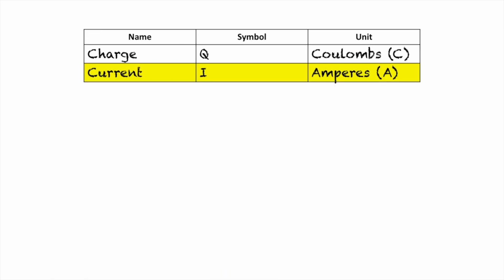When we want to use current in mathematical equations, we use the symbol I. When we give a value for current, we use the unit ampere or the letter A. For example, we might say that I equals 3A, meaning that the current is equal to 3 amps.